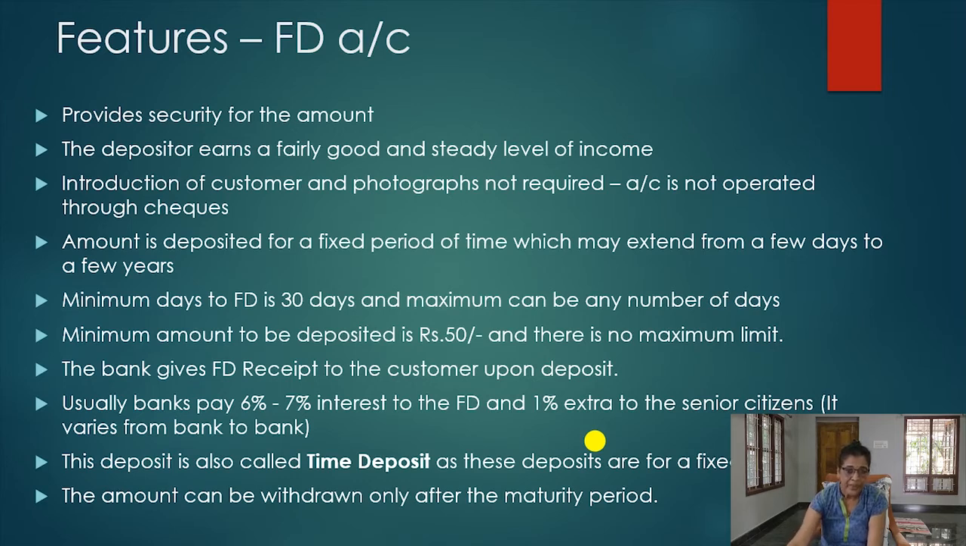So like this. This deposit is also called a time deposit, as these deposits are for a fixed period of time. I already explained this earlier. The amount can be withdrawn only after the maturity period. So when you have kept the FD for 30 days, only after completing 30 days you can get the amount. Say for example, today is April 17 and you are keeping it for 1 year. You can get back your amount only after April 17 in 2021. So this is how you can get the money on the maturity period.